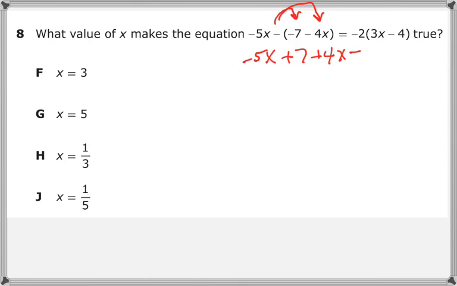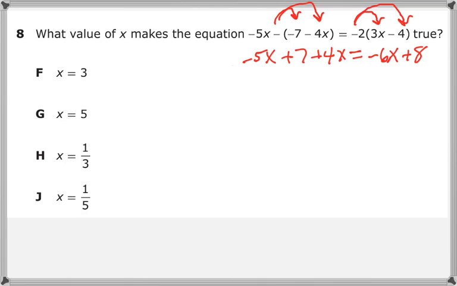Then we have equals, and now we're going to distribute the negative 2 to the 3x, and then the negative 2 to the negative 4. So negative 2 times 3x gives us negative 6x, and then negative 2 times negative 4 gives us a positive 8. Okay, so what we're going to do is combine like terms on each side.